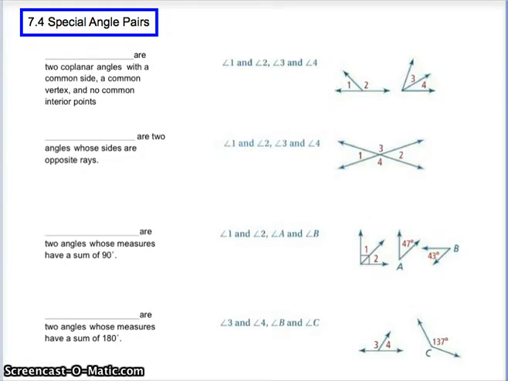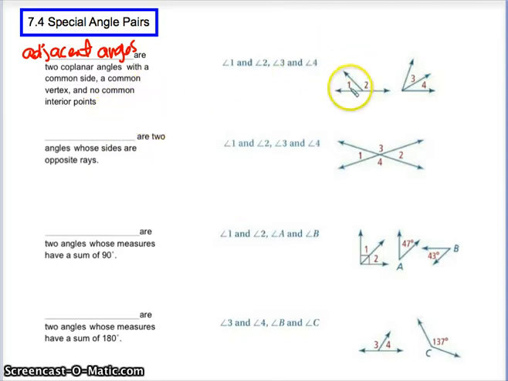Alright, our first special angle pair are what we call adjacent angles. Adjacent angles are two coplanar angles with a common side and a common vertex. They have no common interior points.